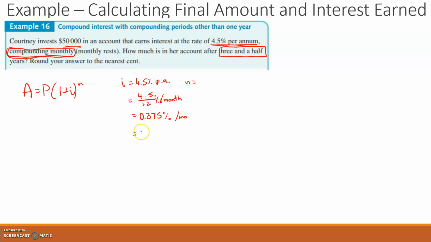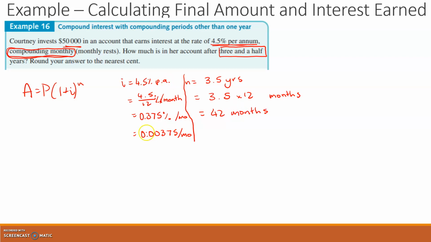That's what I'm going to do now. So as a decimal, 0.375% is actually 0.00375, and that's per month. Now my n value refers to the number of compounding periods which occur. I'm working with 3.5 years here, but I am compounding monthly. So I need to think about how many months occur in 3.5 years. Obviously, if I had 1 year, I would times by 12, as 12 months occur in 1 year. So I can take 3.5 years and times by 12, and that will tell me how many months occur in 3.5 years. And the answer is 42 months occur in 3.5 years.